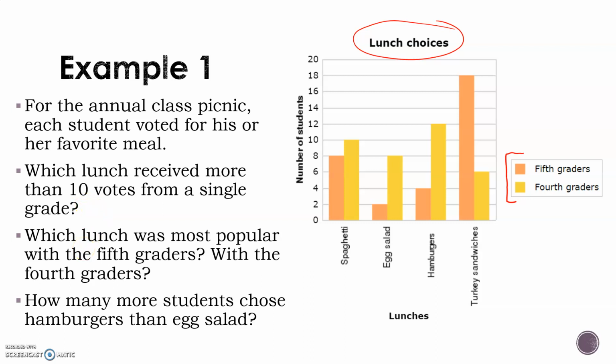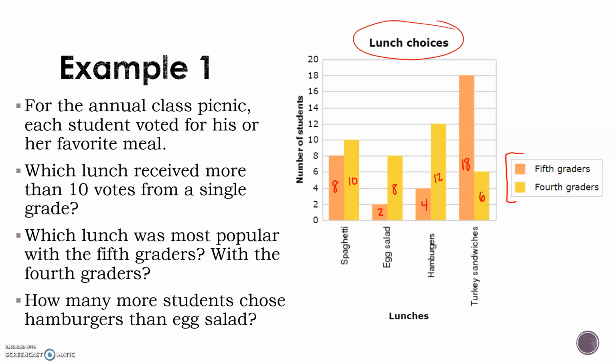So what I'm going to do is look over at my graph, and I'm going to look at the 5th graders. Sorry, they had a vote of 8, 2, I can even write on here if I want. This means that 2 people wanted egg salad, 4 people wanted hamburgers, and 18 people wanted turkey sandwiches. If I look at the 4th graders, I've got 10, 8, they really like egg salad, I guess, 12, and 6.